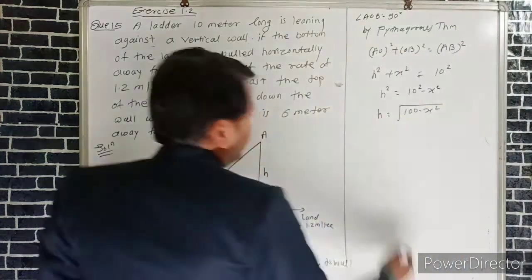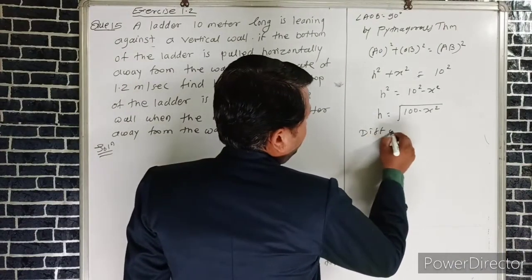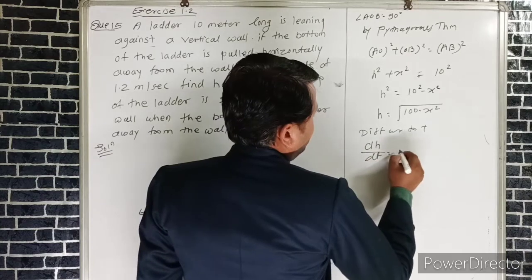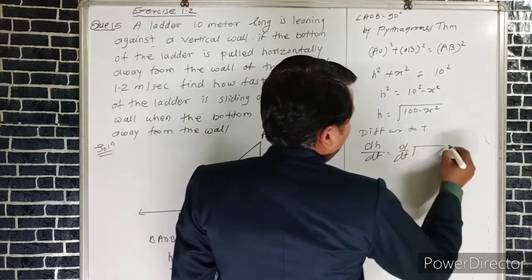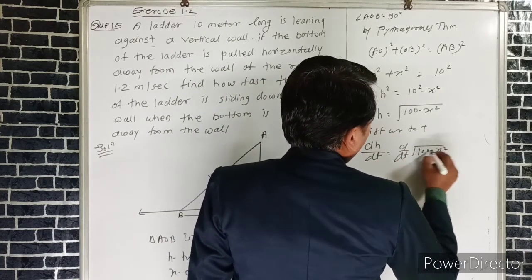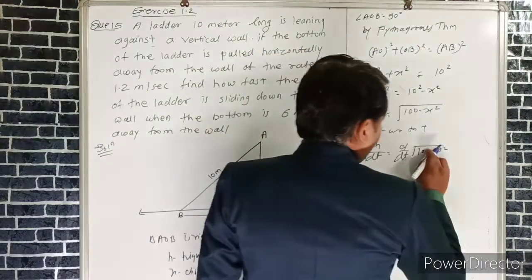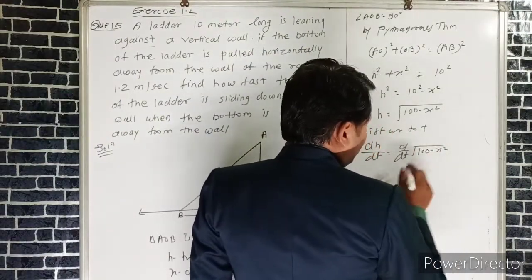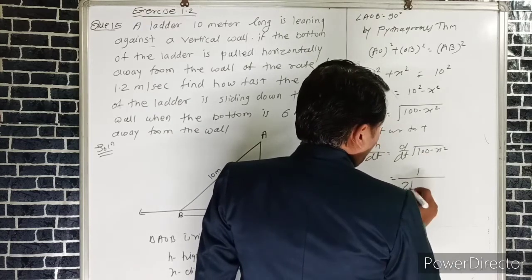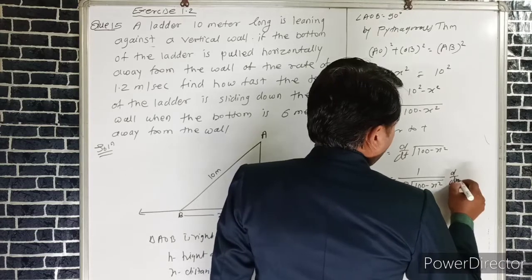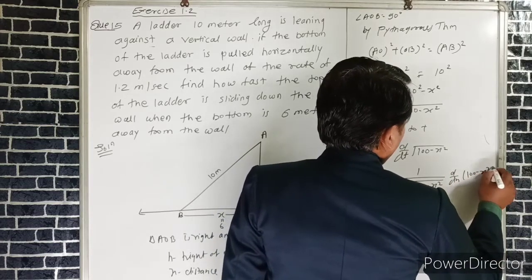So here, if we differentiate with respect to t, we can write dh upon dt is equals to the derivative with respect to t of root of 100 minus x square. By using the derivative of root x, which is 1 upon 2 root of 100 minus x square, into again the derivative of 100 minus x square.